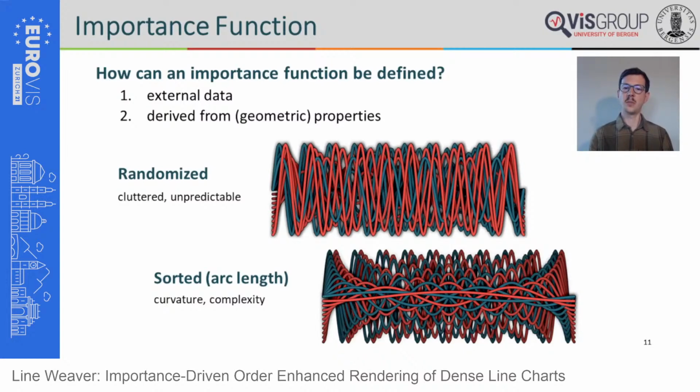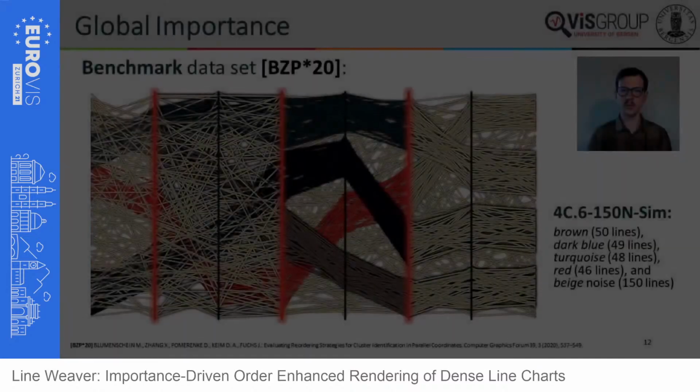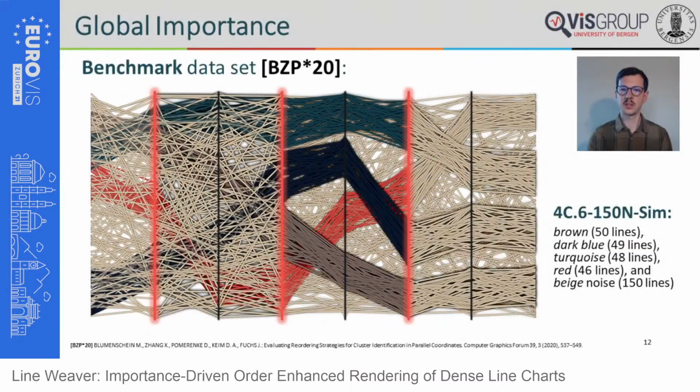How can this now be applied to line charts? Or what effect does it have on, for example, parallel coordinate plots? The basis for our exploration was the benchmark dataset of Blumenschein and others, evaluating different axis reordering strategies in parallel coordinates. They found that intersections of line bundles can help identify clusters in cluttered datasets. It allows us to compare their suggestions to our insights.